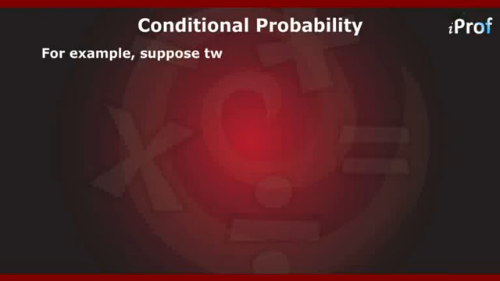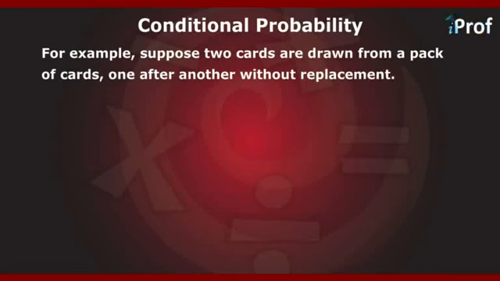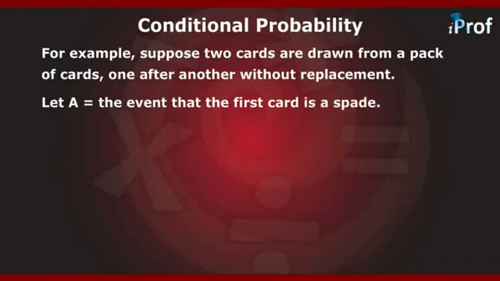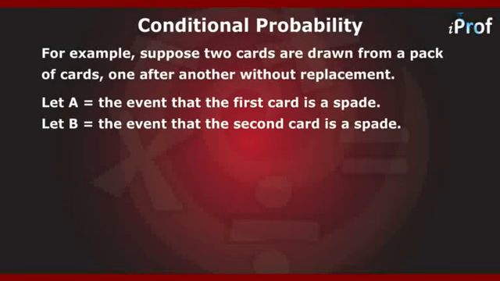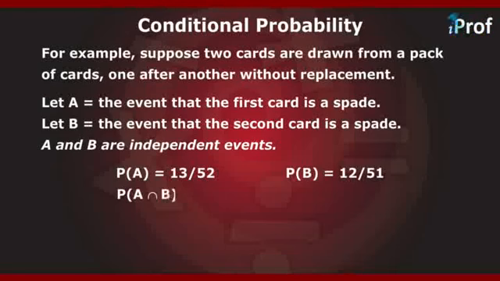For example, suppose two cards are drawn from a pack of cards, one after the other, without replacement. Let A be the event that the first card is a spade. Let B be the event that the second card is a spade. Now A and B are independent events. P(A) is equal to 13/52. P(B) is equal to 12/51. P(A intersection B) is equal to P(A) P(B) is equal to 13/52 into 12/51.